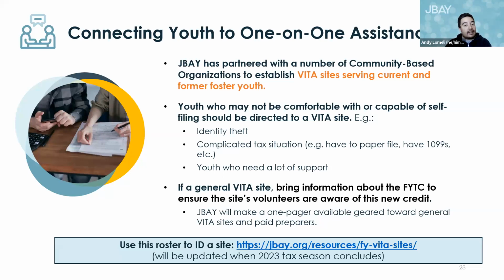And some youth just need a lot of support. Going back to the identity theft piece, we definitely do want to point out, as you prepare youth, that some of the youth we saw this past year had people in their lives who may have known their address or had their information, grandparents, etc., that filed and claimed the youth as a dependent. In these cases, the youth is no longer eligible for the foster youth tax credit because you can't be claimed as a dependent on somebody else's return.